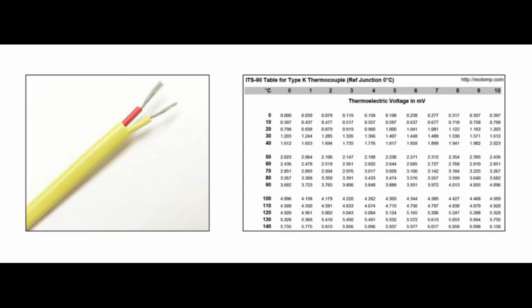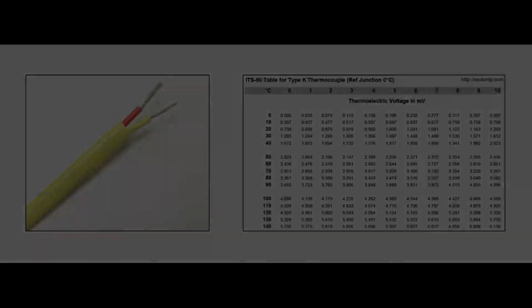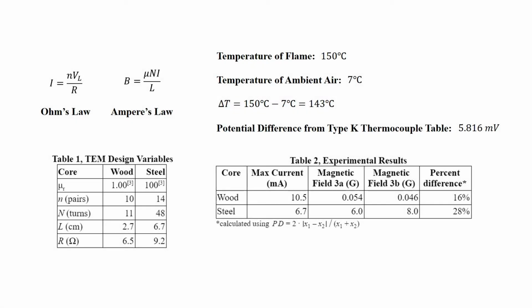The Seebeck effect can be difficult to characterize with analytical techniques. Thankfully, the voltage and temperature relationship is well documented and tabulated for materials using thermocouples. In our project, we used Type K thermocouple wires in the construction of our thermoelectric magnets. To evaluate the effectiveness of the magnet, the magnetic field was calculated using Ampere's law for a solenoid.